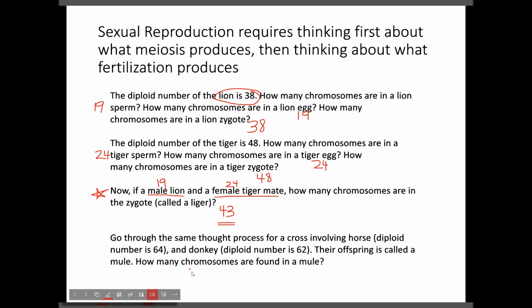Well, the horse gamete would have 32. The donkey gamete would have 31. So the mule would be those two added together, 63. Weird, but true. So I will ask you some questions like that to make sure that you're thinking about meiosis first, separately for the production of the egg and the production of the sperm, and then add those together to represent the fusion process, fertilization.